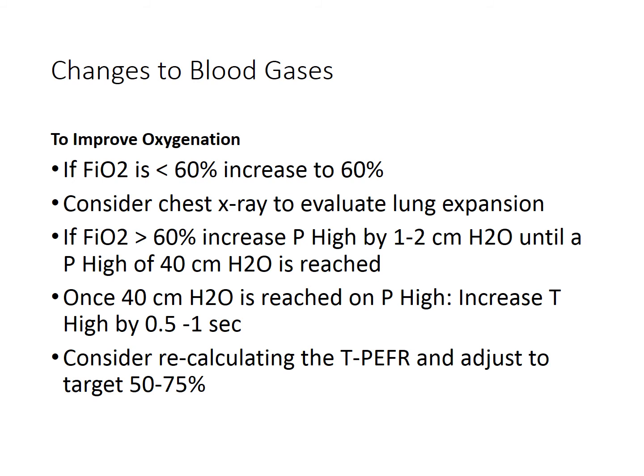Keep in mind that as long as you go up on the T high and you're adding more T high, that's going to reduce the number of those pressure releases in a minute. So this will affect your alveolar ventilation a little bit. Also consider recalculating your expiratory flow rate and your clips. Make sure you are in that targeted range of 50 to 75%. It is very easy to get out of that range.